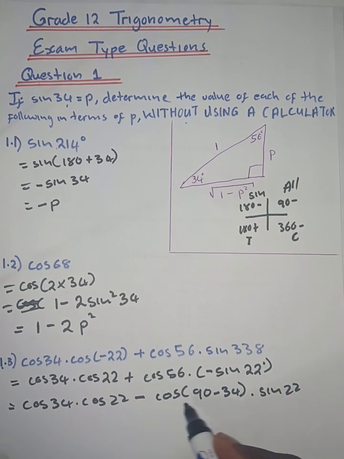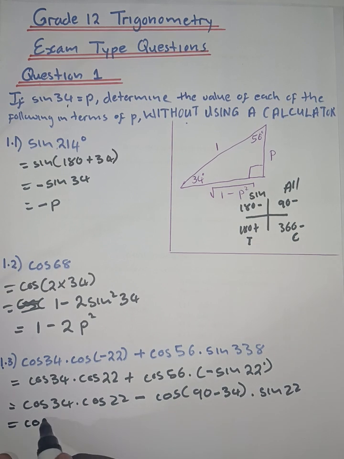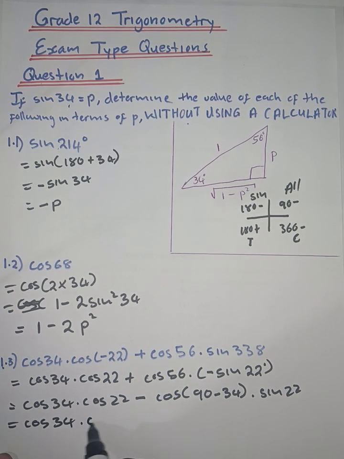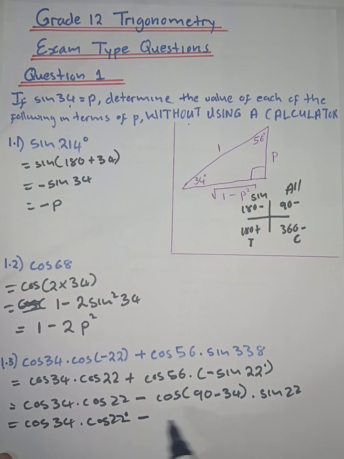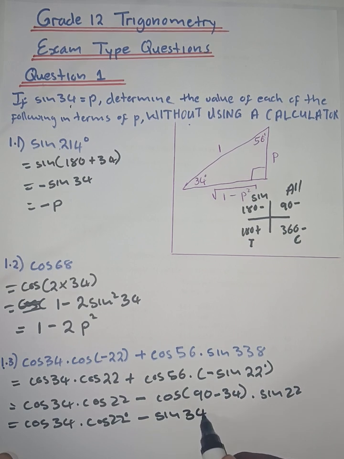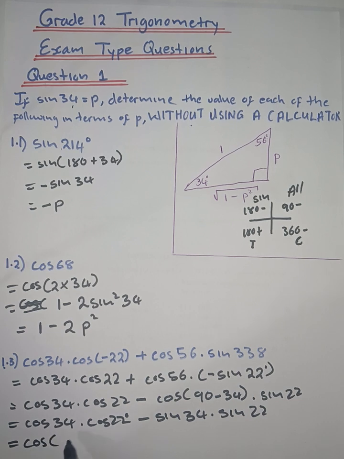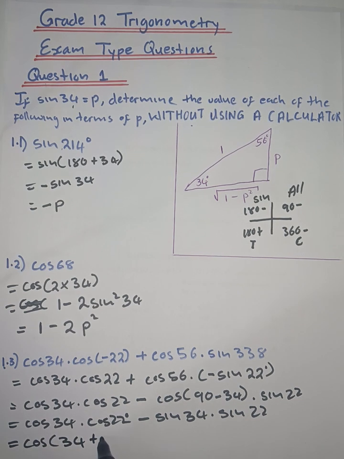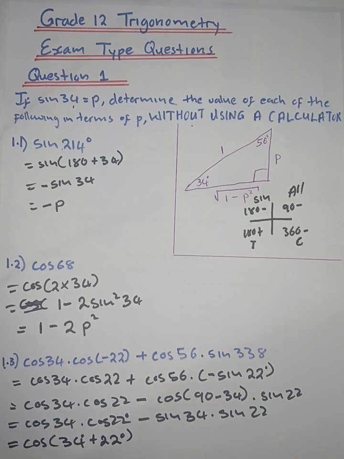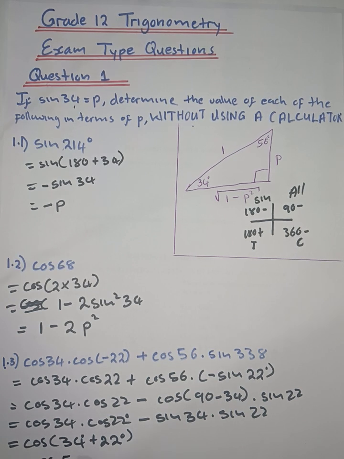Now, we know cos of 90 minus an angle on the first quadrant, the name changes. So this would become cos of 34 multiplied by cos 22 degrees minus sine of 34 multiplied by sine of 22 degrees. And you would notice that's actually a compound angle for cos, so this will be cos of 34 plus 22 degrees. In this case, this would actually be cos of 56 degrees.